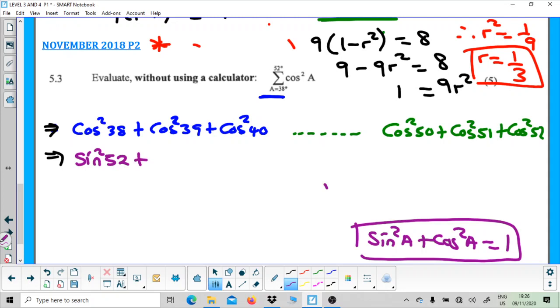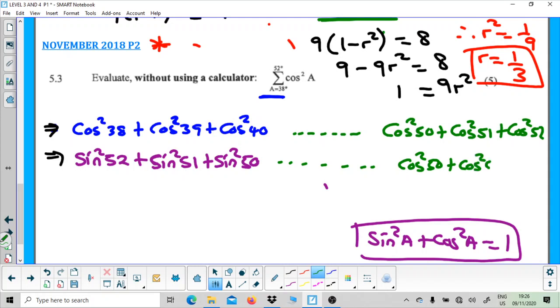That's exactly equal. And then this one will be equal to sine squared. What is 90 minus 39? 51. I hope you're seeing what's happening. And this is sine squared 50. Okay. And we leave these ones as they are, the last terms. This one is still cos squared 50, this one is still cos squared 51, and this one is still cos squared 52. There is a trick to this though. I hope you can see that last term.